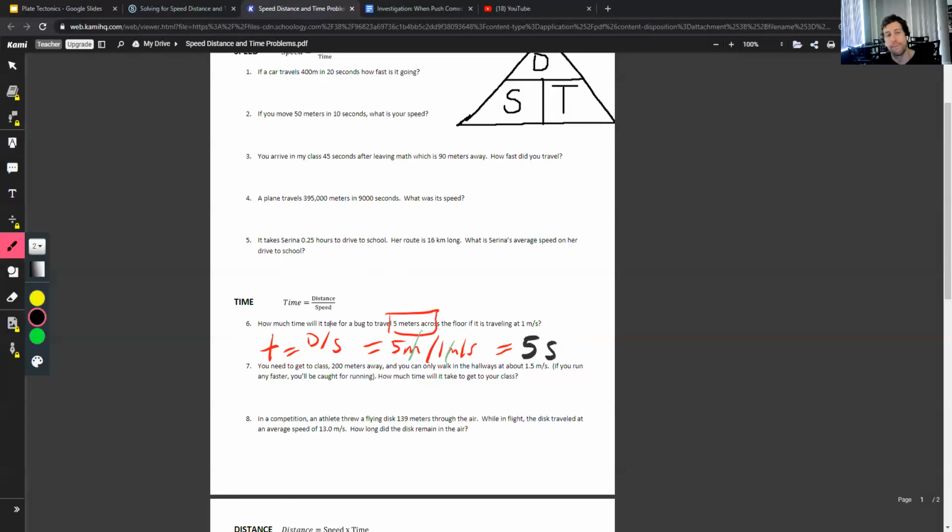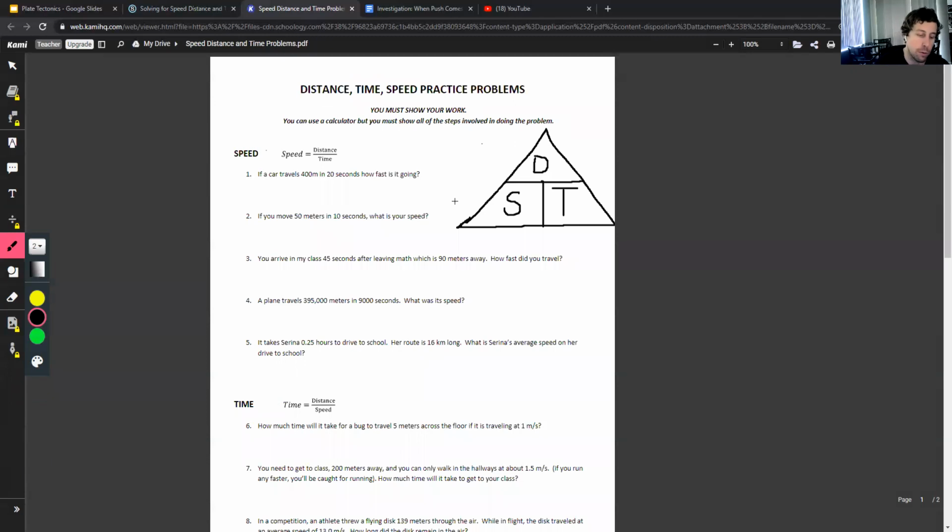Okay. So I hope using the triangle today will help you solve any problem you're ever doing where you're solving for any of these three variables: distance, time, or speed.